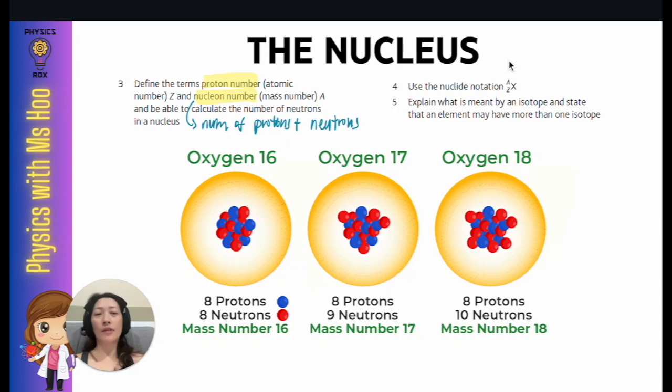Now you also need to know how to use the nuclide notation of A, Z, X, where A is the nucleon number, Z is the proton number, and X is the element of that particular atom.